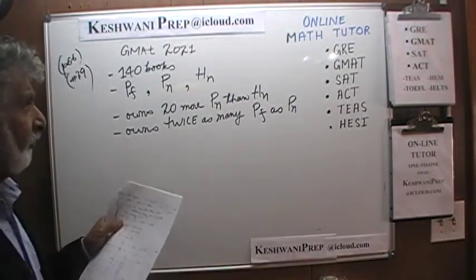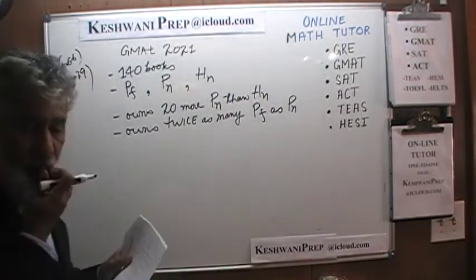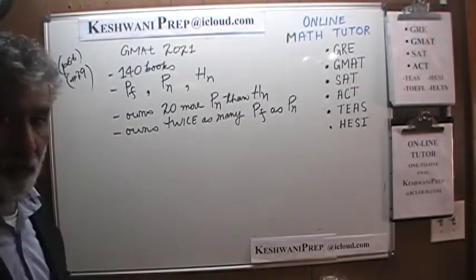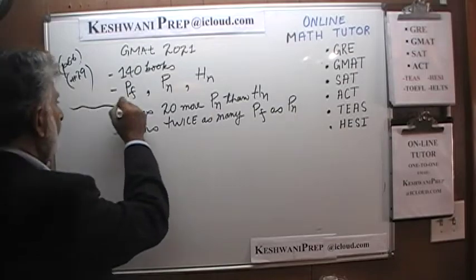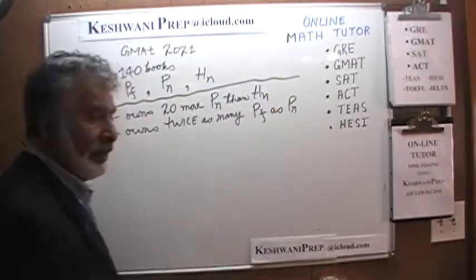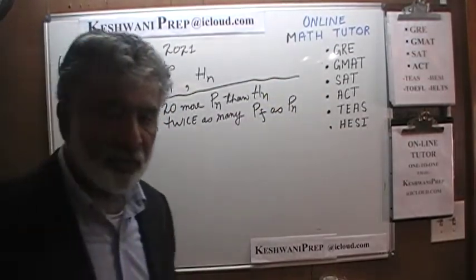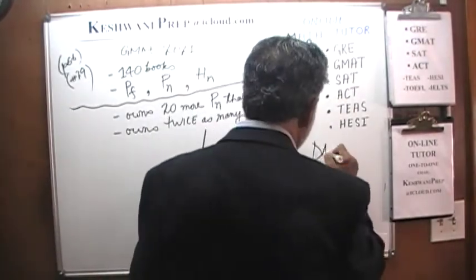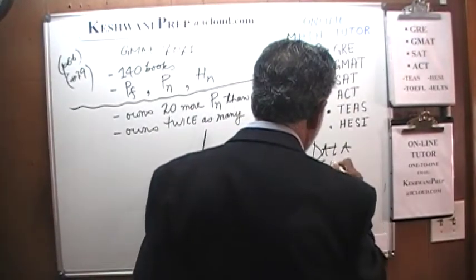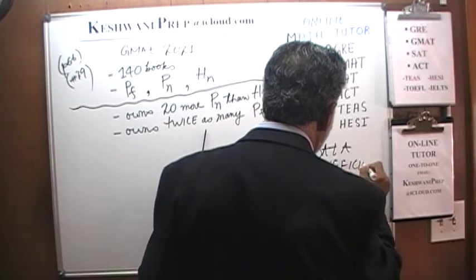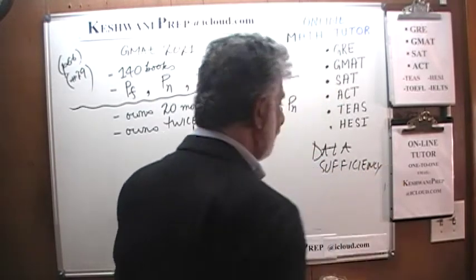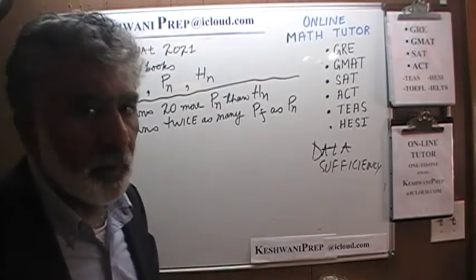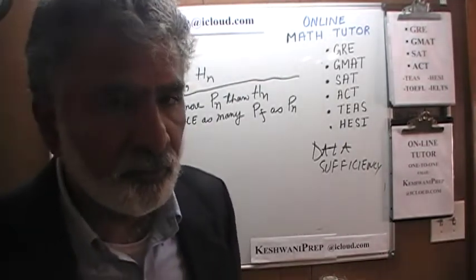And the question is, here's the question. So here's what we're going to do. We're going to make it a little bit more interesting. I'm going to put a demarcation here. And even though this is a multiple choice question, let's convert this into a data sufficiency problem. First, we're going to solve it as a data sufficiency problem, and then we'll solve it as a multiple choice problem. Because the point I'm trying to make here is to make you understand.